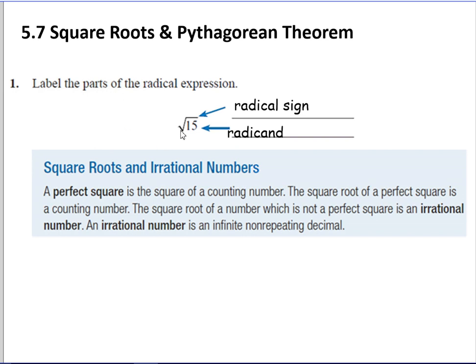And sometimes the radical sign is referred to as a square root sign because we have the square roots being done here, but there's also other roots besides the square that can be calculated. So in general, it is called the radical sign.